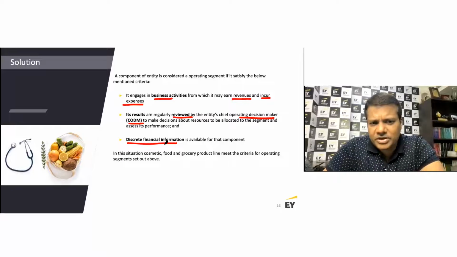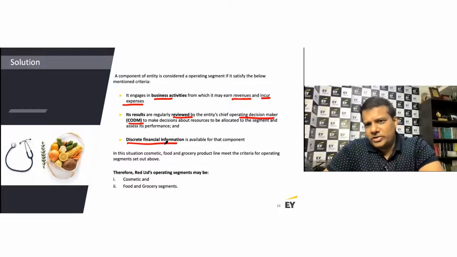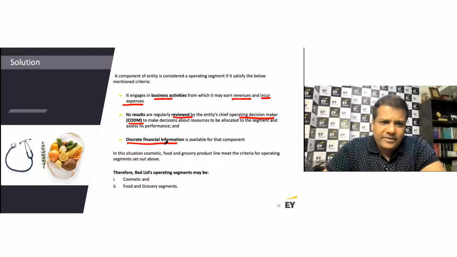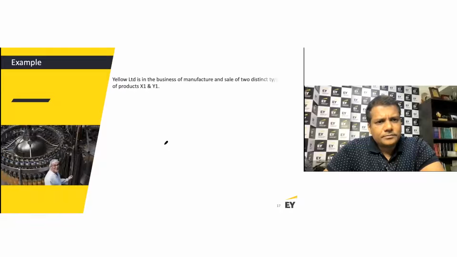In this situation, the cosmetic and food and grocery product lines meet the criteria for an operating segment set out above. Therefore, Red Limited's operating segments may be cosmetics and food and grocery. So there are two segments, right? Two operating segments, which are the cosmetic and food and grocery segments. Awesome. Let's look at another example.